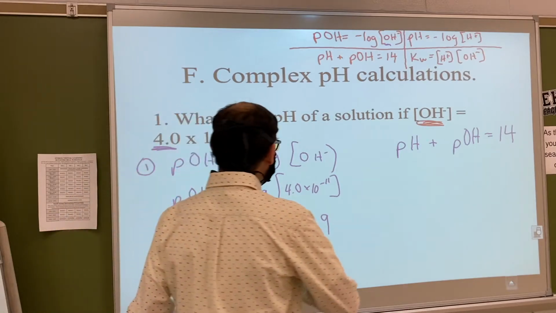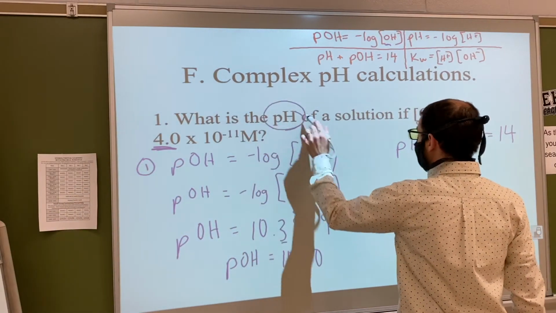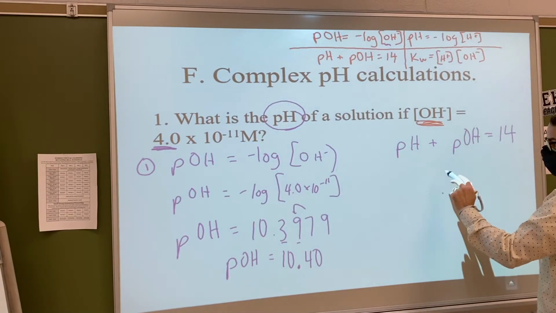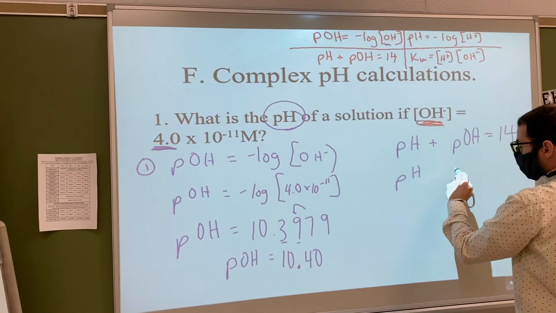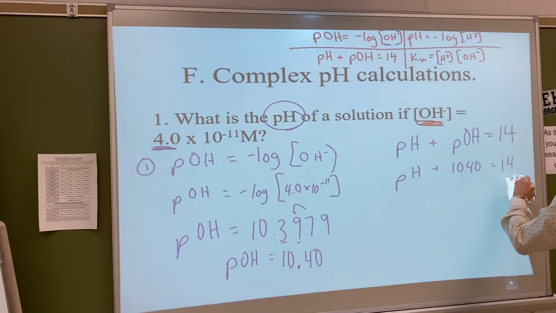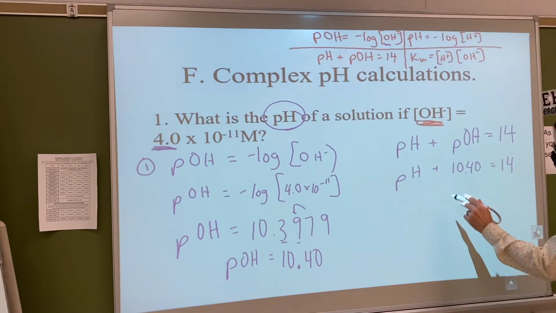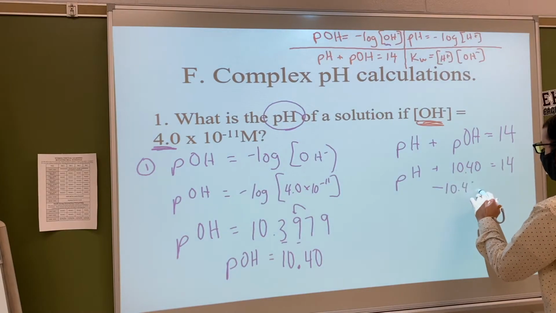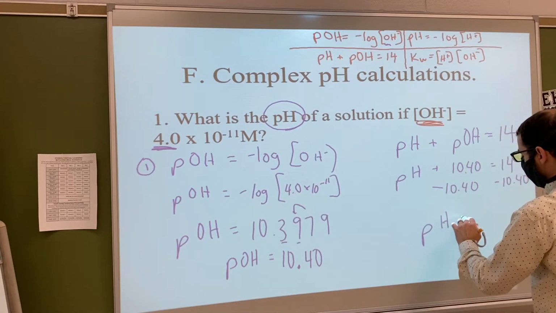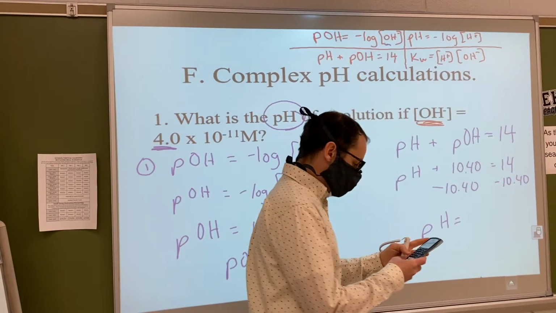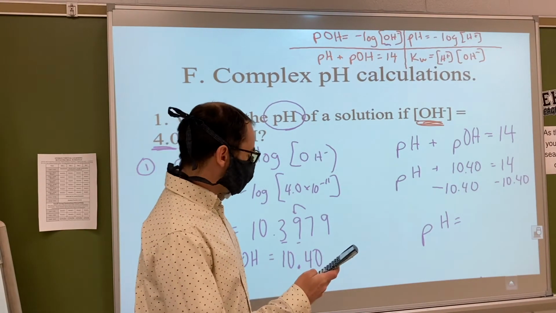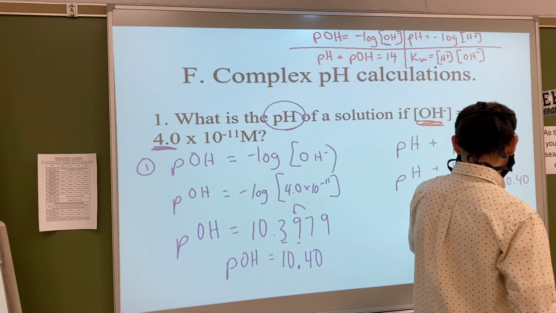Okay, now, we're trying to figure out pH, which is why we wanted to use this equation here. So we're going to do substitution. We don't know pH. We know pOH is 10.40, and it equals 14. All right, so if we subtract 10.40 on both sides, that's going to give us pH equals, and so we do 14 minus 10.40, which gives us 3.6.